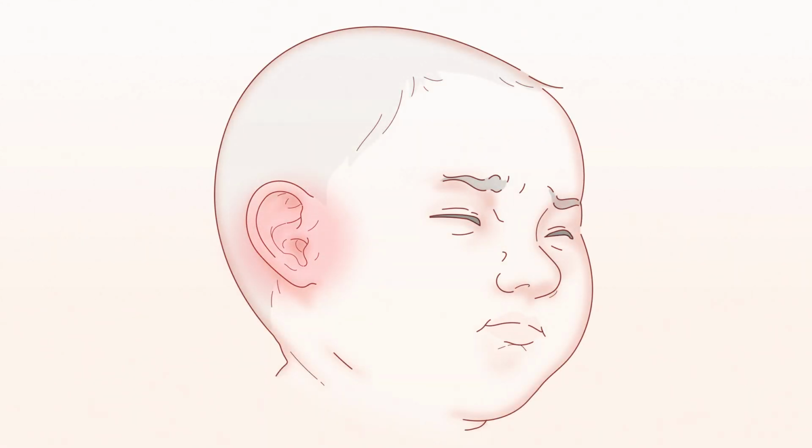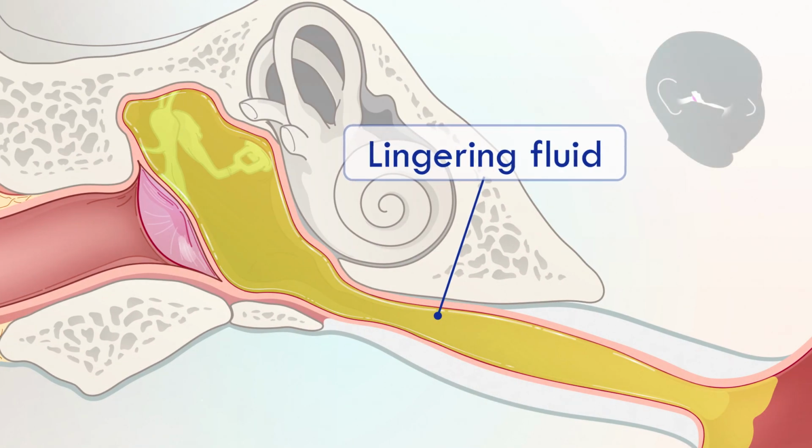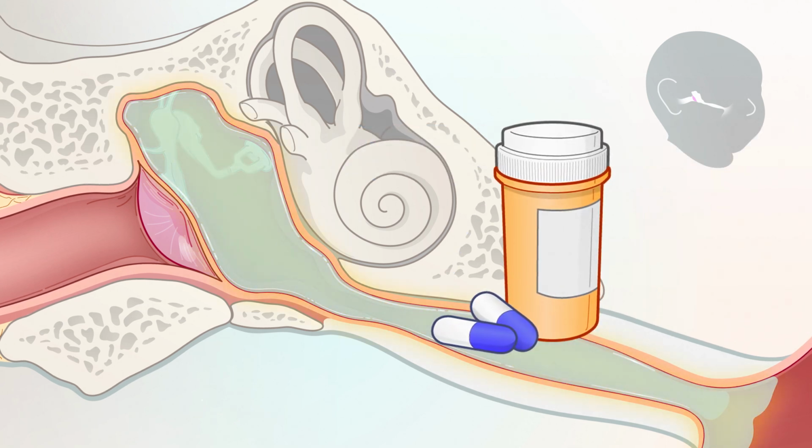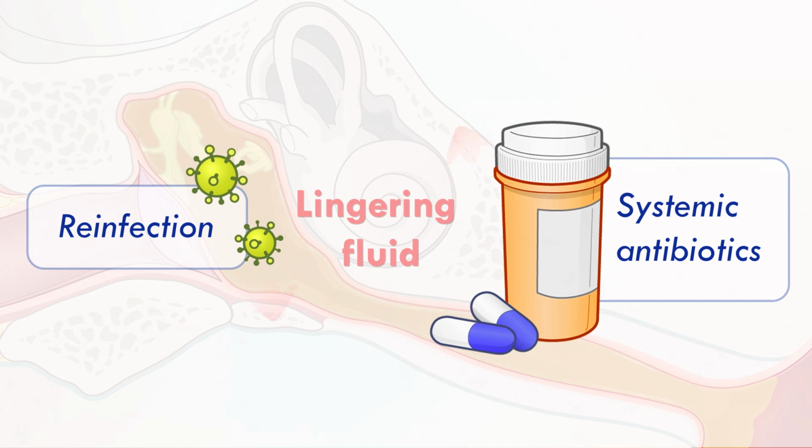Many children suffer recurring ear infections due to lingering fluid from the initial infection. Antibiotics clear the bacteria but don't remove the fluid. When the fluid doesn't drain after a first round of antibiotics, it frequently gets reinfected, restarting the cycle and requiring repeated rounds of systemic antibiotics.